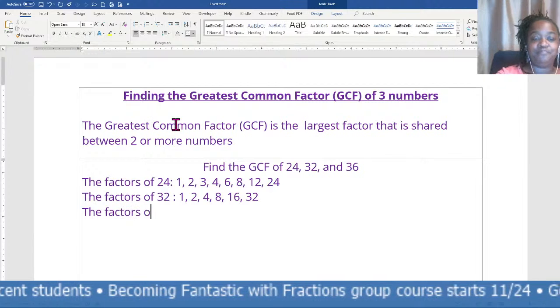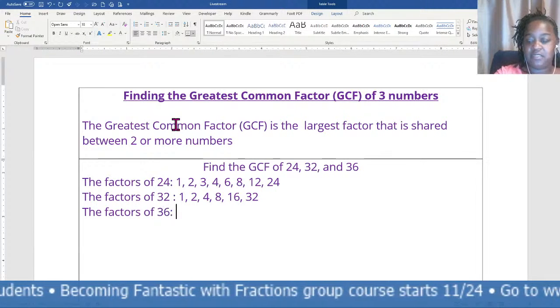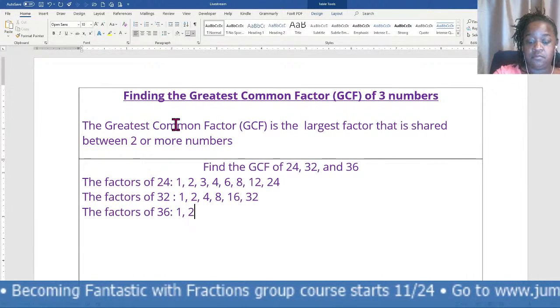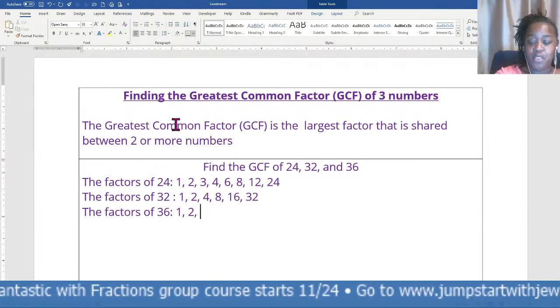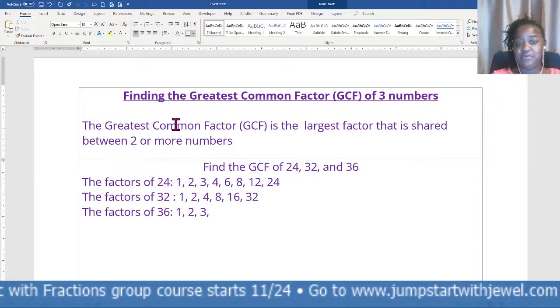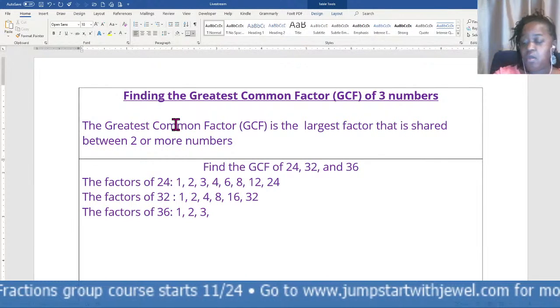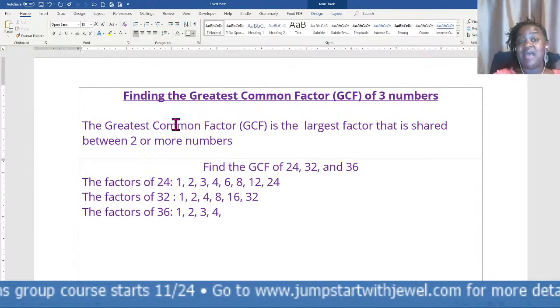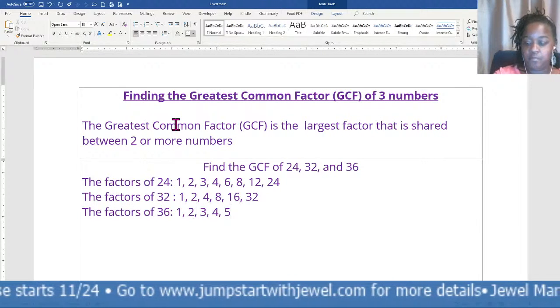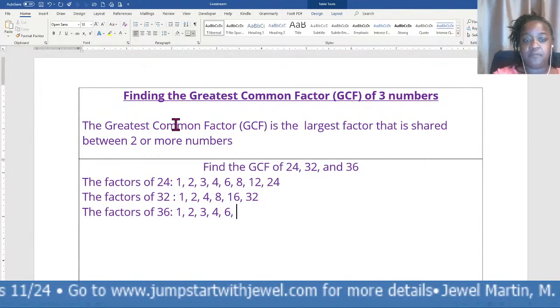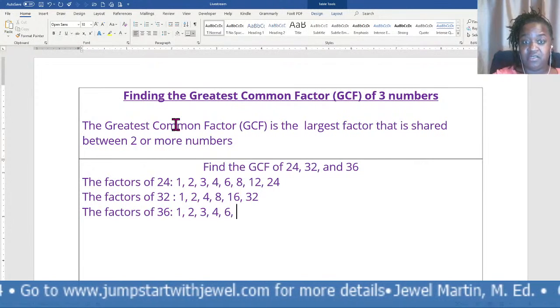And then the last one, I need to spell, it's 36. So of course 1, 2 is a factor because 2 is an even number. 3 is a factor of 36. Also 4. 36 has a lot of factors. 4, 6. Remember, 6 times 6 is 36.